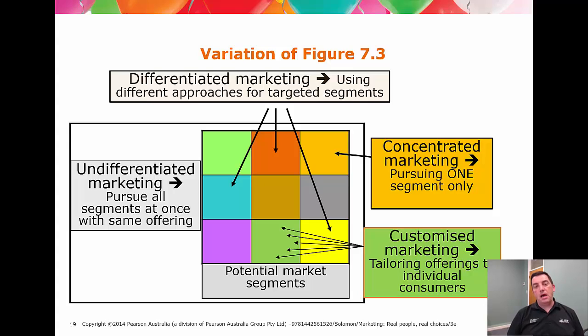Now, customized marketing is where we may have tailored offerings to individual consumers. Nowadays, this has become part of what we call one-to-one marketing. So if you've heard that term of one-to-one marketing, this is how it relates to this slide here. It really is a good slide to learn, in particular, what strategy you may talk about in your own assignment in the target consumers section or the consumer section.